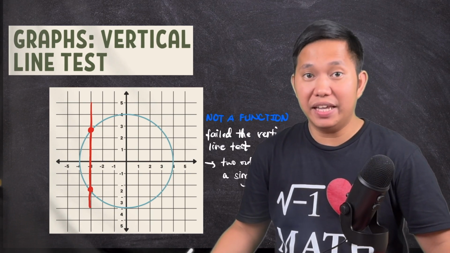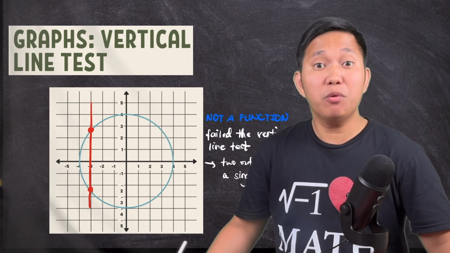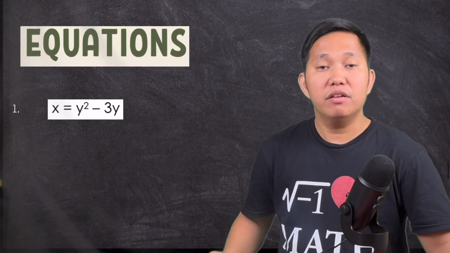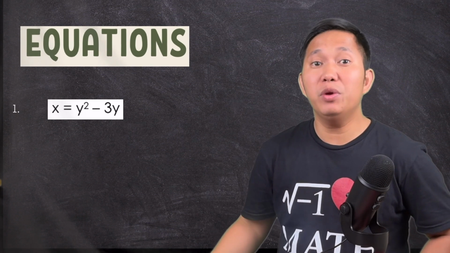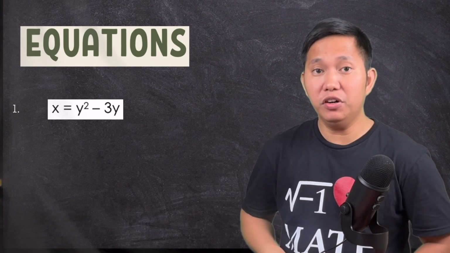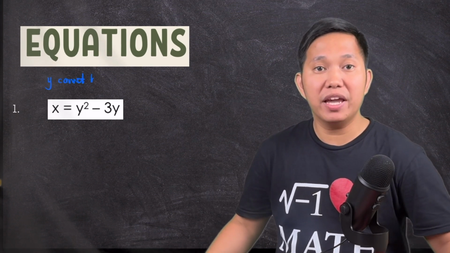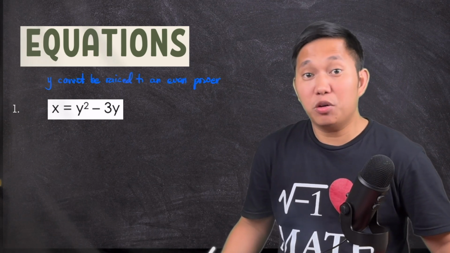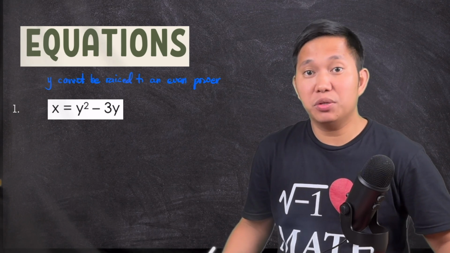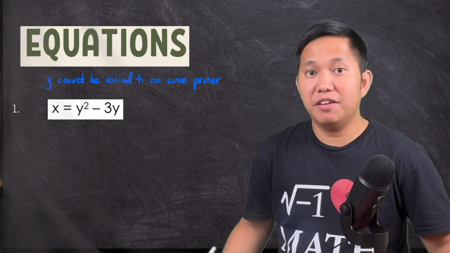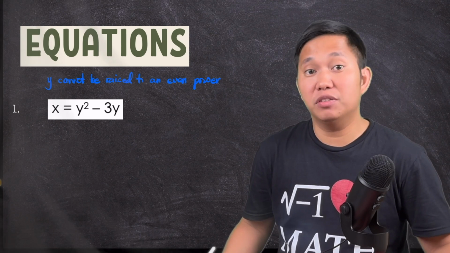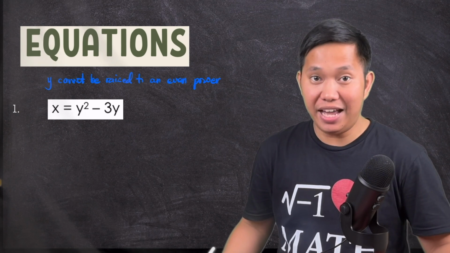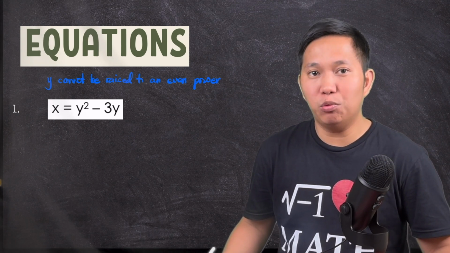a single input. Lastly, let us use the equation itself to determine if a given relation is a function. There are two things that we have to remember here. First, y cannot be raised to an even power. The key to understanding why an equation where y is raised to an even power may not represent a function lies in the definition of a function itself. A function is a relation in which each input x is associated with exactly one output y.